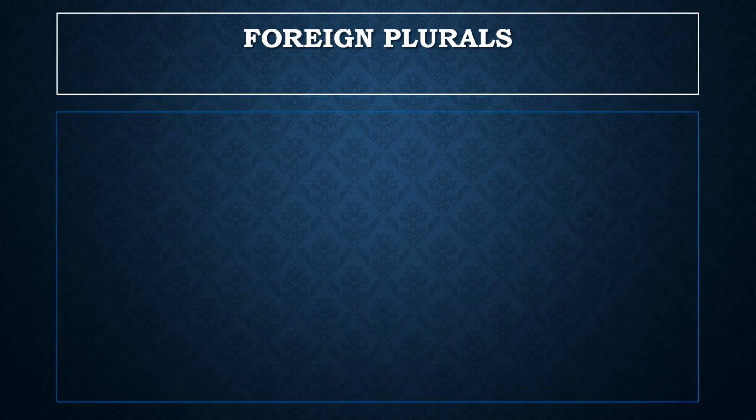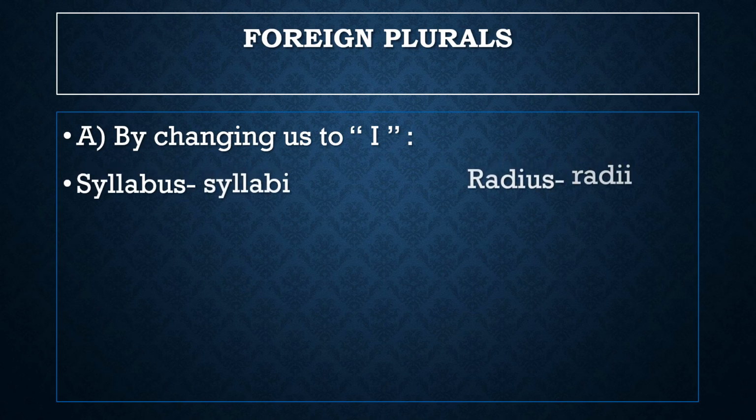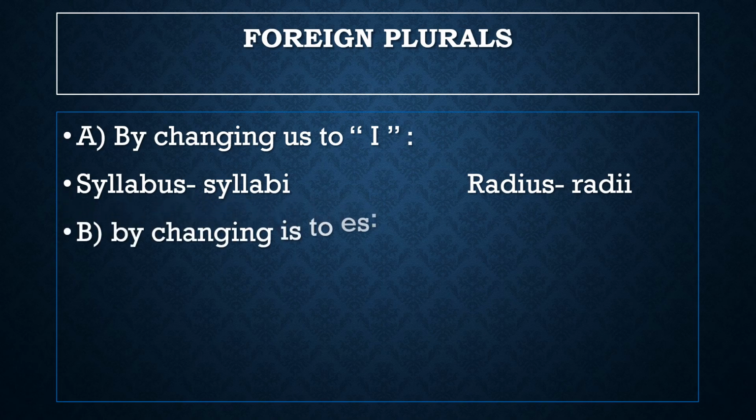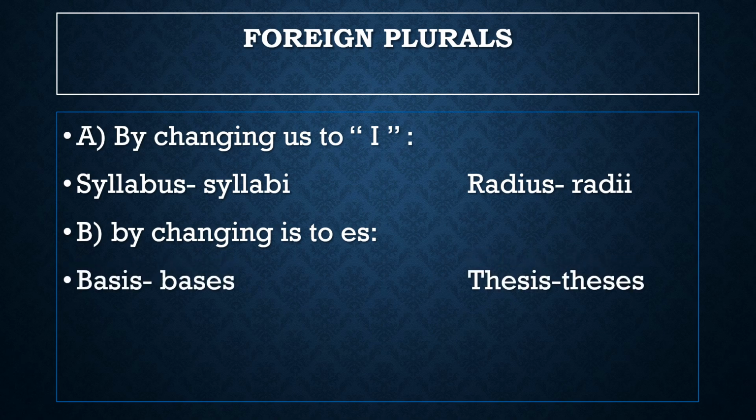Foreign plurals are formed: A, by changing US to I in the words ending in US. Examples: syllabus, syllabi; radius, radii. B, by changing IS to ES in the words ending in IS. Basis, bases; thesis, theses. See, in singular there is IS and in plural there is ES.